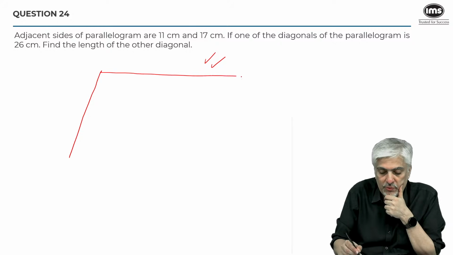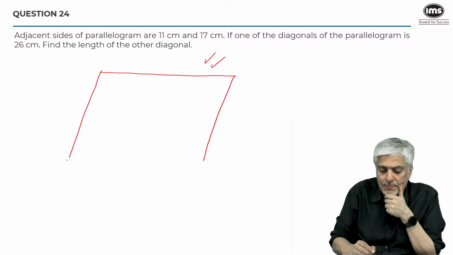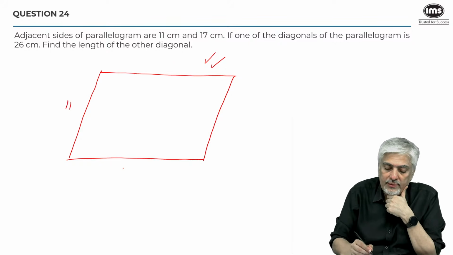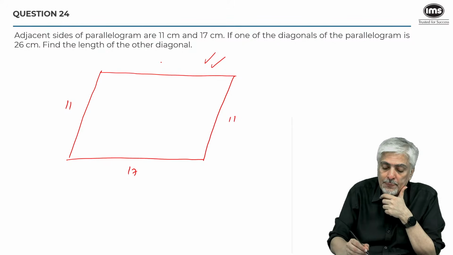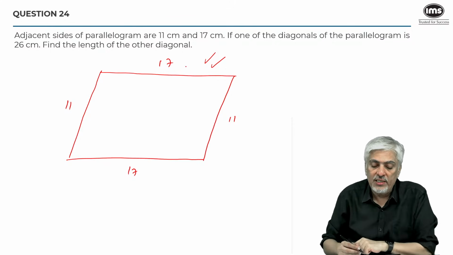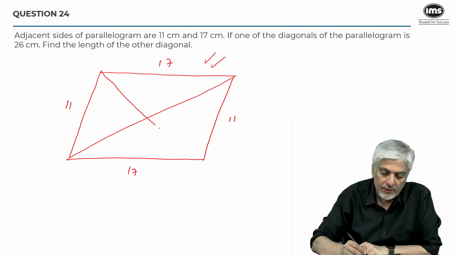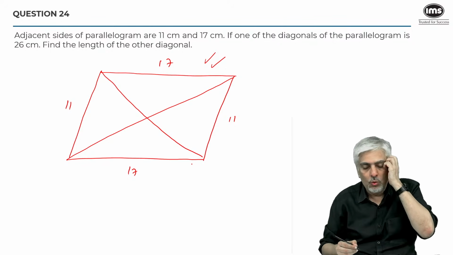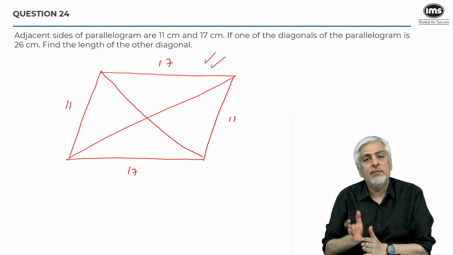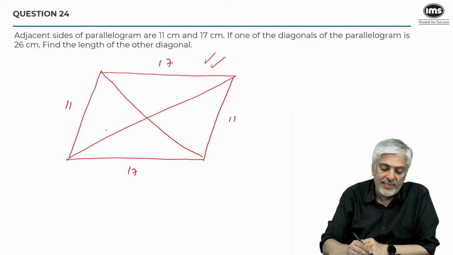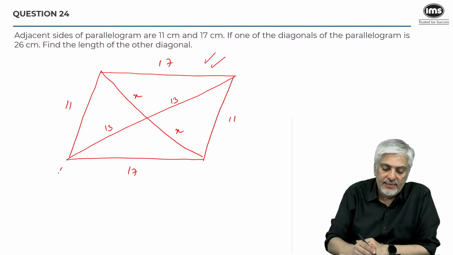This is one question where a lot of people, it's such a simple question, but a lot of people are not able to think of it. The sides of a parallelogram are given as 11 and 17. One of the diagonals is given as 26. We want to find the other diagonal. What properties do we know for a parallelogram? Diagonals bisect each other. That means if this diagonal is 26, this is 13, 13, and this is x and x. Let's call this A, B, C, D.